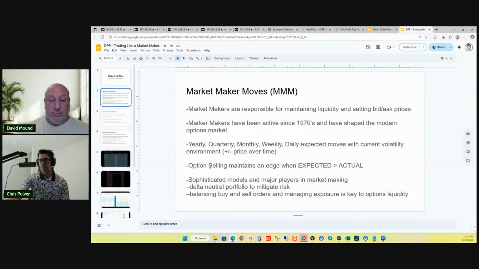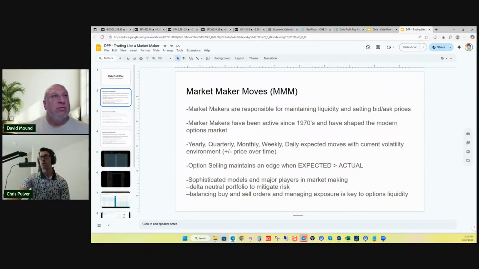Option selling maintains an edge when it comes to this. This is the magical phrase: the expected move is oftentimes greater than the actual move. And that means that when you come into the market day in, day out, here's an example. Today, David, we opened at 65.49 or 65.50 on the SPX. Right now, we are at 65.32. We've only moved 18 points for the day as far as opening bell to closing bell. The plus or minus on the day was about 24.